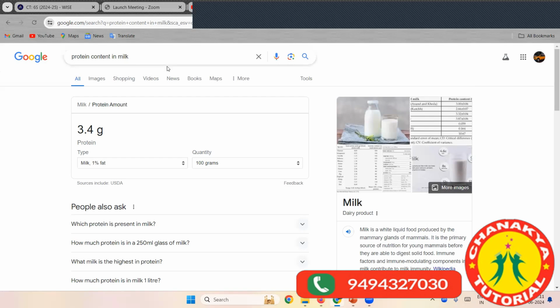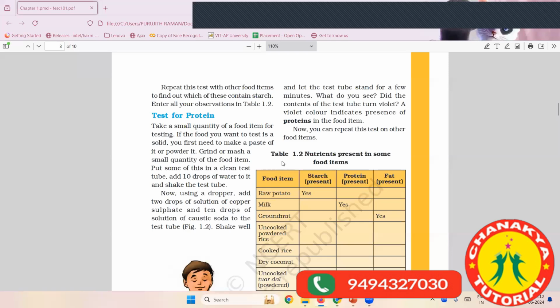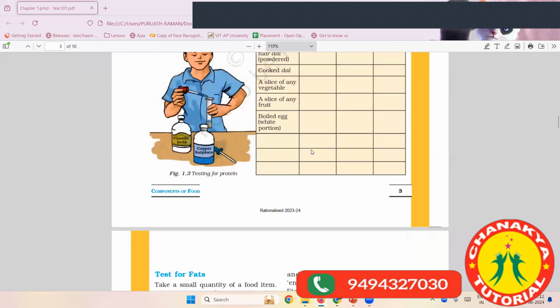So based on the color, I can say whether the protein content is high or not, right? Yes, ma'am. That is the point of this experiment. Okay, fine. So that is the test for protein.